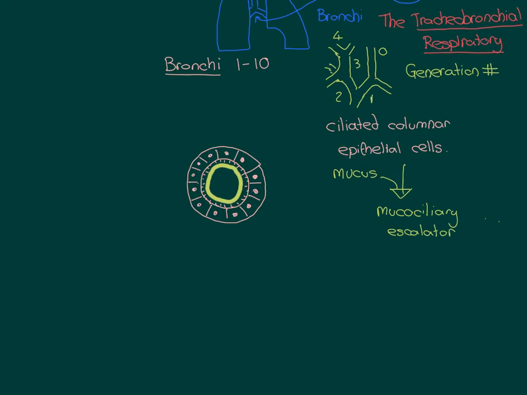Now, we'll discuss where the mucus is going to be produced from later on. So we'll come back to that when we get to the submucosal glands of the bronchi. Right, so now let's go backwards.